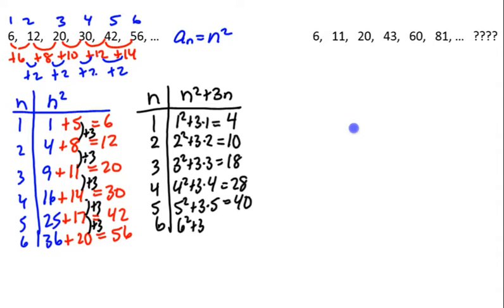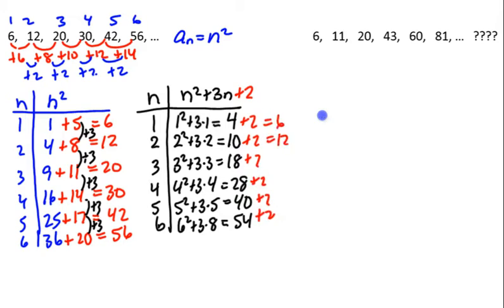And 6 squared plus 3 times 6 would be 36 plus 18. I can tell from the pattern now this is going to be 54. Because notice 4, 10, 18, 28, 40, 54 and 6, 12, 20, 30, 42, 56, all of these numbers are 2 less than what I want them to be. So all I have to do is add plus 2 to each, and I get what I want: 6, 12, 20, 30, 42, 56. So here's my rule: a sub n is equal to n squared plus 3n plus 2.